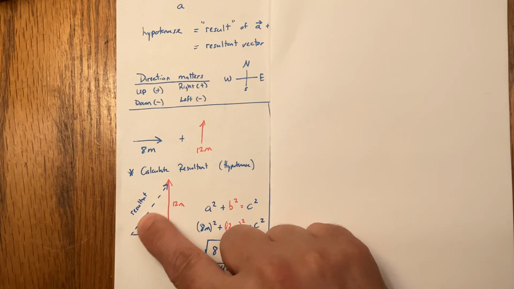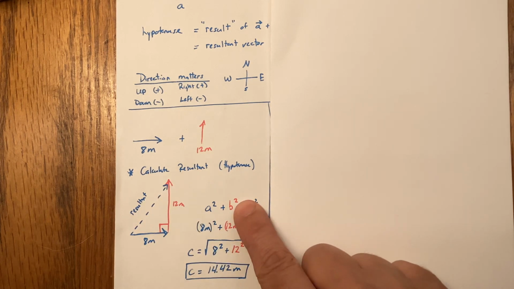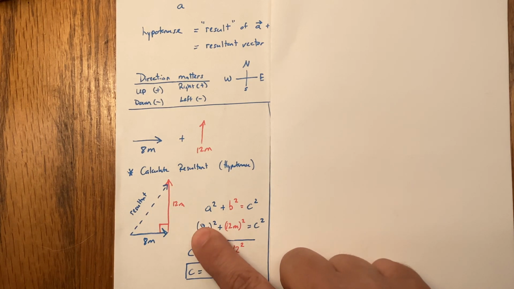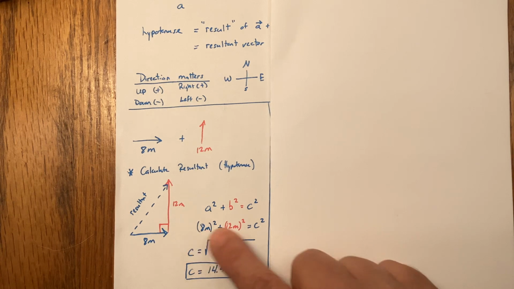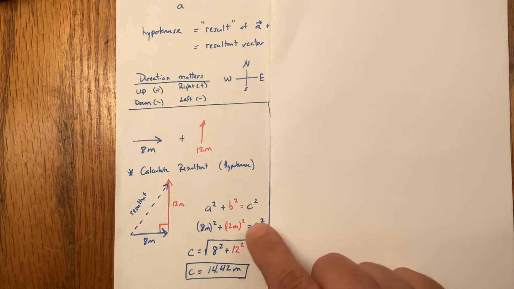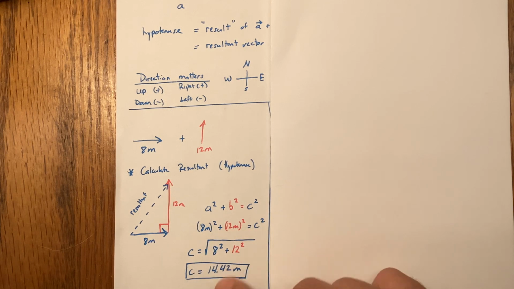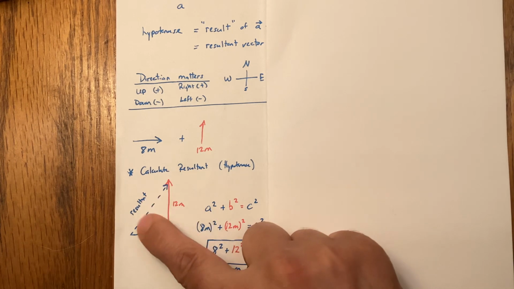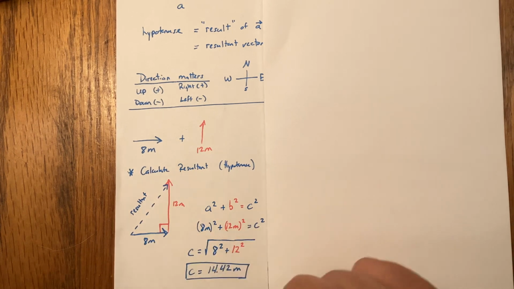The resultant is the hypotenuse. So you can use the Pythagorean theorem, plugging in what we know for a squared, which is 8 squared, b squared, which is 12 squared, and that equals c squared. Solving, take the square root of both sides, and our hypotenuse is 14.42. That is the resultant of this small example.